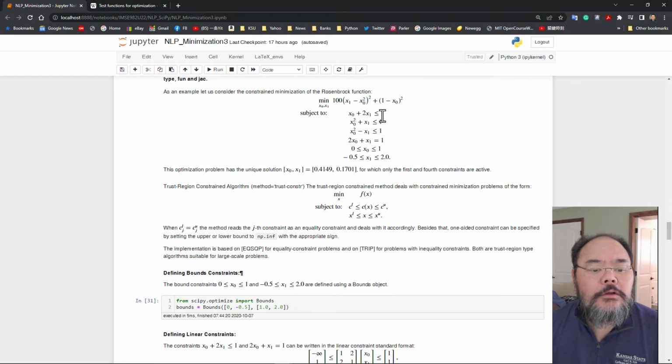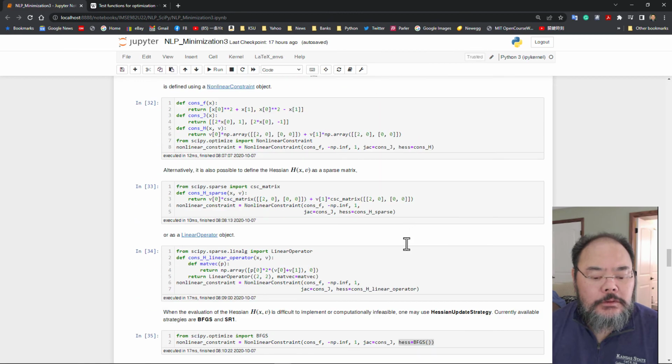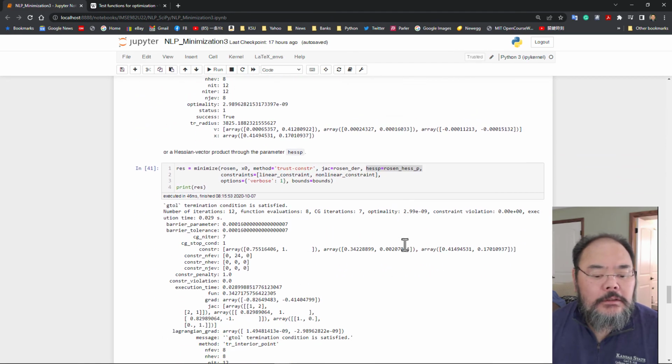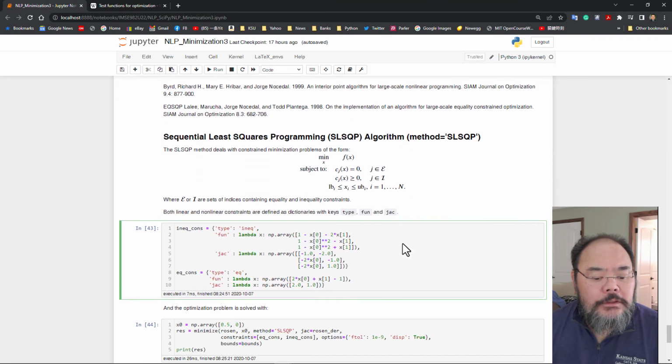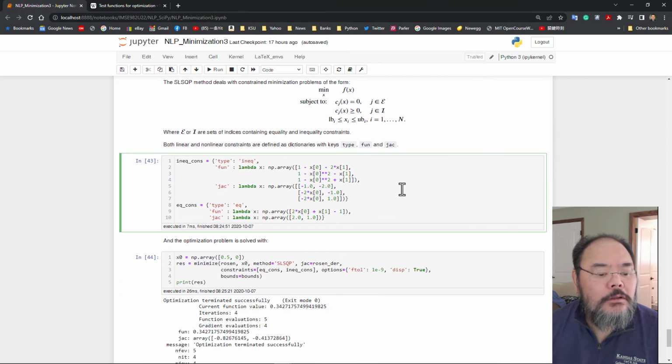Inequality constraint: we have a first constraint, second constraint, third constraint, and we'll have one equality constraint. This is the fourth one. So let's see how we define these. Using the dictionary method, it doesn't matter whether it's a linear or nonlinear constraint, we can define it all in a functional format.